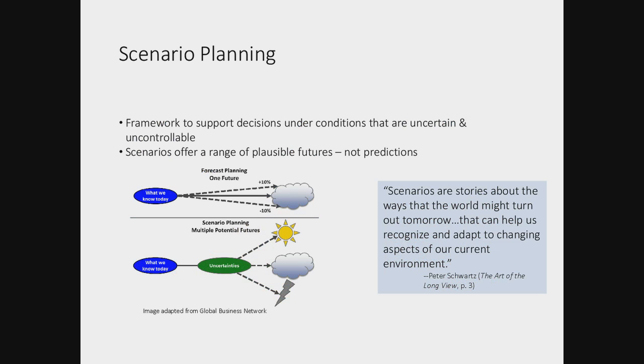But more formally, scenario planning is a flexible framework that's intended to support decision making under uncertainty and uncontrollable conditions. And I think what it is really becomes clear when we contrast it with a forecast-based approach. As you can see in the figure here, with forecast planning, you say, well, here's the future we expect, maybe with some range of uncertainty around it. Whereas with scenario planning, we do our best to take into account all of the uncertainties before us and look at a broad range of plausible futures rather than a single future.